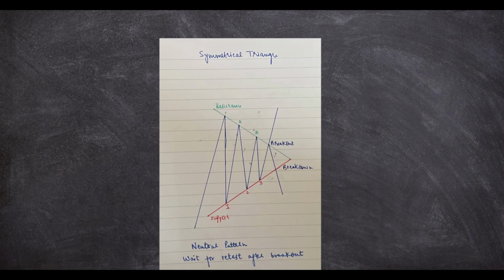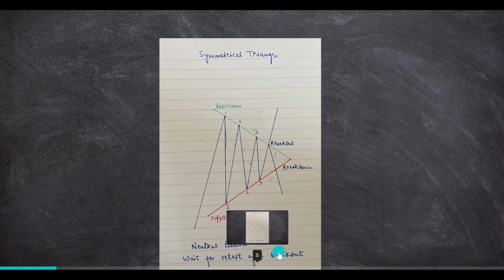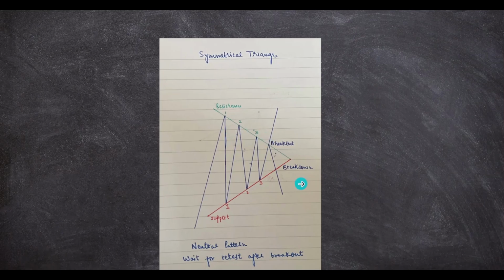In a symmetrical triangle pattern, as you can see, it is a continuation pattern, and the pattern is formed by two converging trend lines that are symmetrical in relation to the horizontal line. As you can see, this resistance trend line and the support trend line are symmetrical in relation to the horizontal line, which is the price line. The top line acts as a resistance and the bottom line acts as a support. This is a neutral pattern and we have to wait for a retest after the break, as it can give a breakout on either side. It can either break out or it can break down.